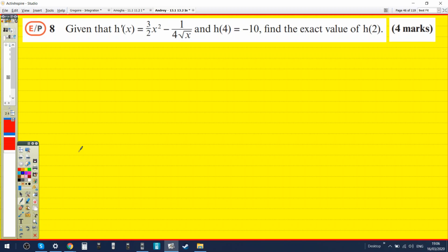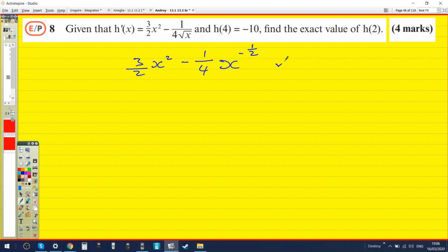Okay. Would I first need to integrate the thing? Yep. So would that be, first of all, to make it so that it's like normal, would I do 3/2x² minus a quarter x to the half? Or no, to the minus half, sorry.